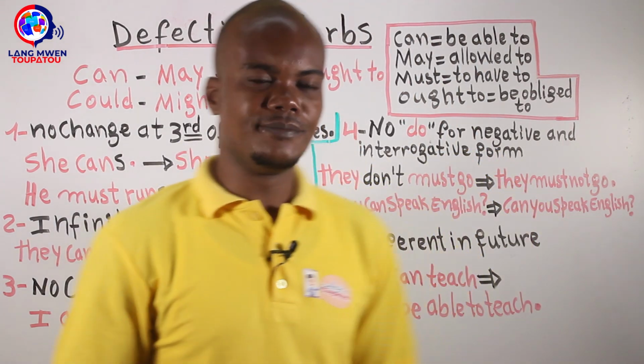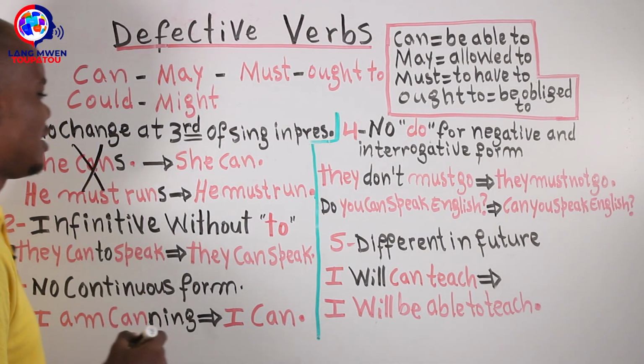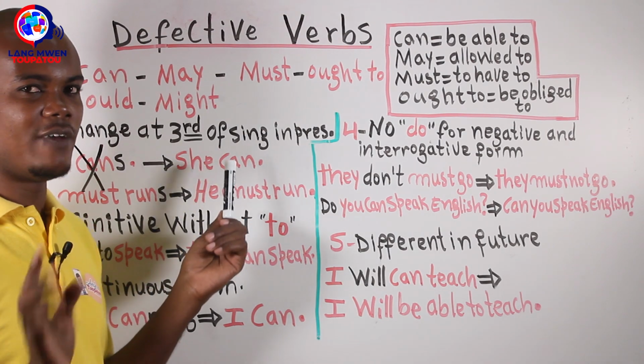You cannot say that. This is not correct. You cannot say she cans. You say she can. Never, never.